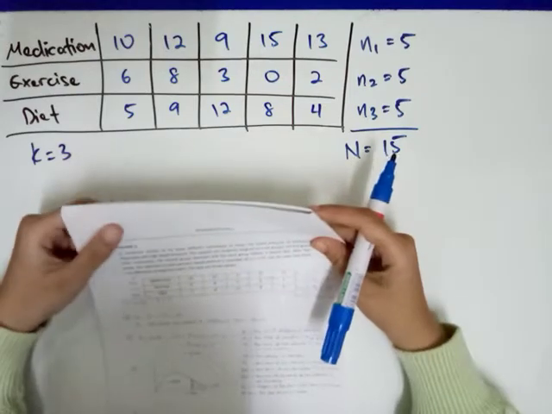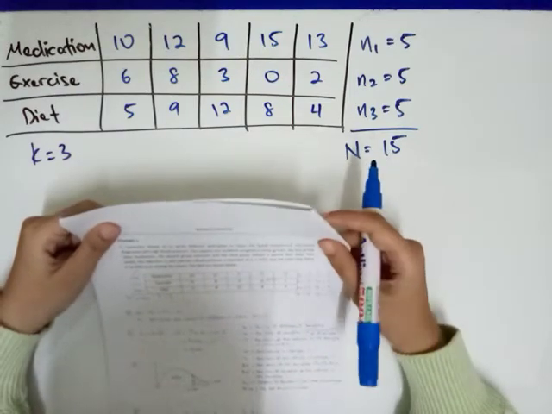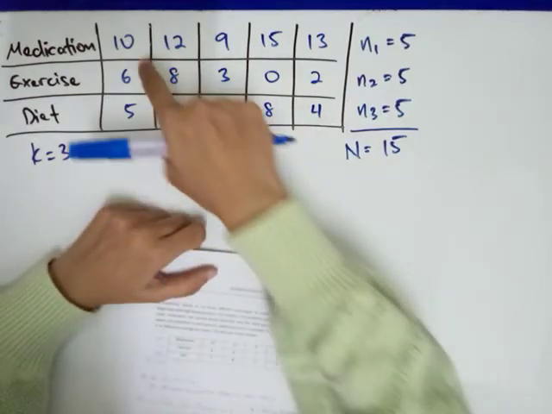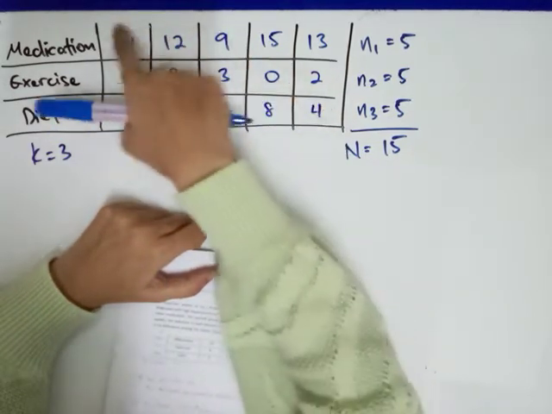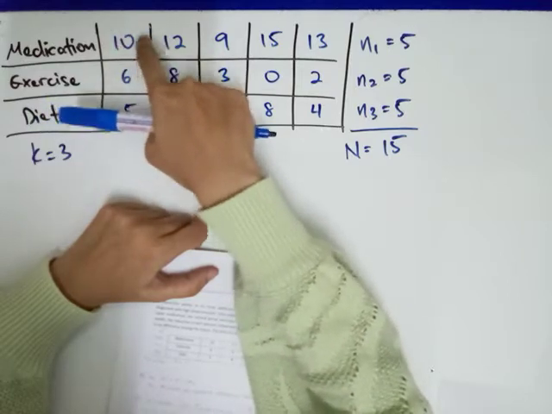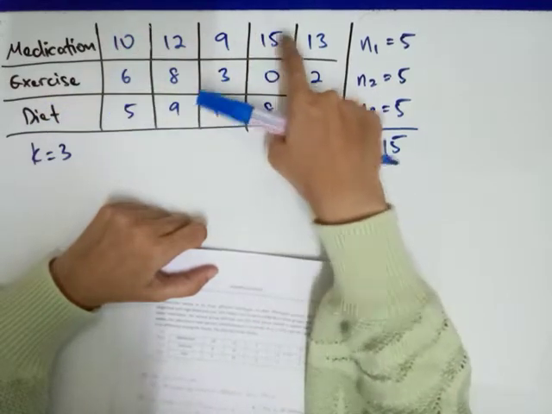And then the next term is X_i, the values in the sample. 10 is an X, 12 also X. So these are the values in the sample. This is X, this is X, this is X, this is X also.